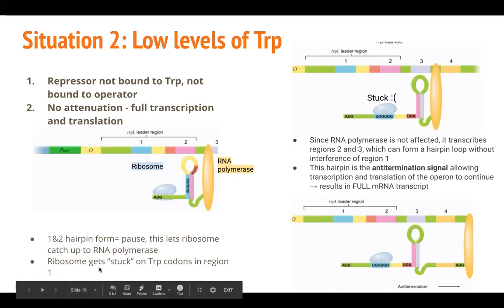So when that 1 and 2 form, when you get that pause, it allows the ribosome to just catch up with the RNA polymerase, because remember they're moving to the left here. So that's why it gets stuck. It just allows that quick pause. That's what this first scenario is showing.